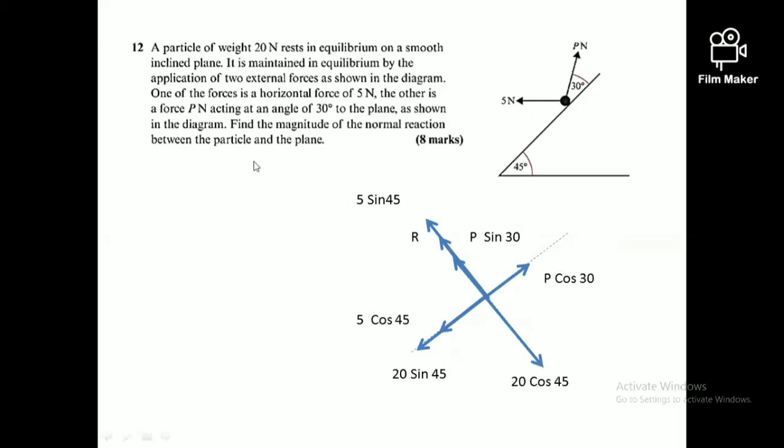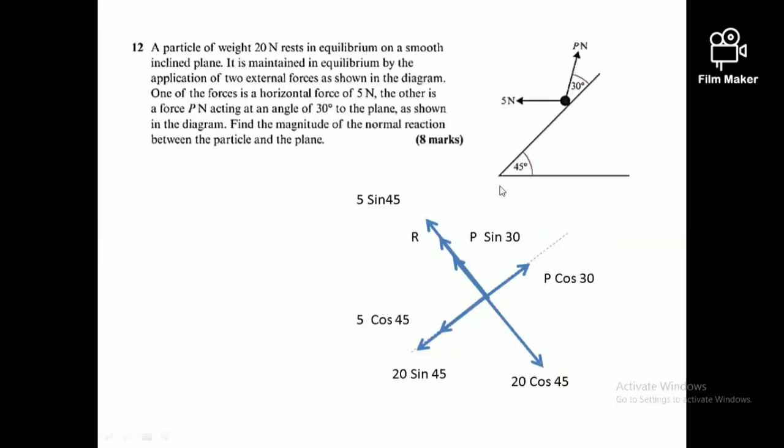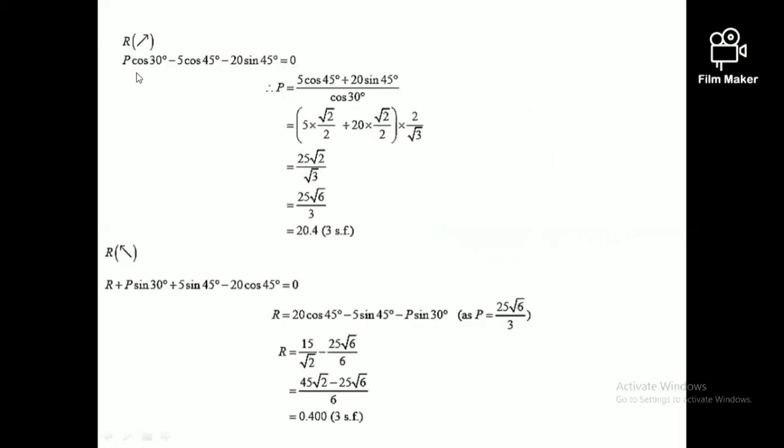Right. Okay. Now they want the value for P and R. We need to find the magnitude of the normal reaction and the value for P. Then if you consider the forces along the plane, what are the forces? P cos 30 equals 5 cos 45 plus 20 sin 45, or you can say P cos 30 minus 5 cos 45 minus 20 sin 45 is equal to 0. I think that's the way they got it.